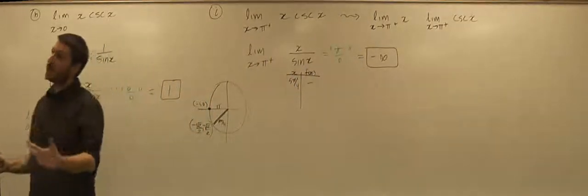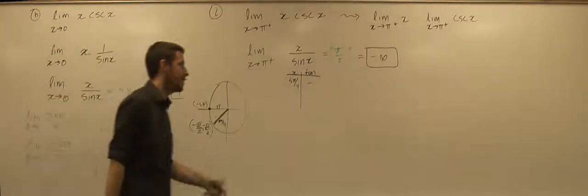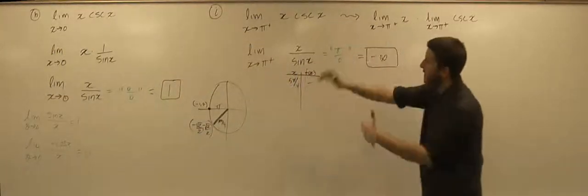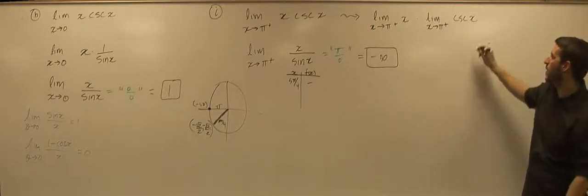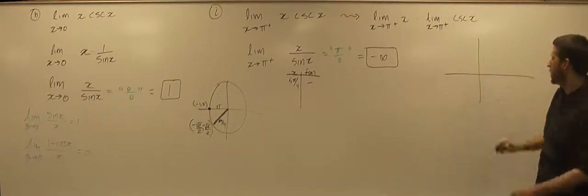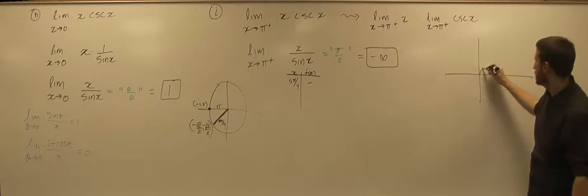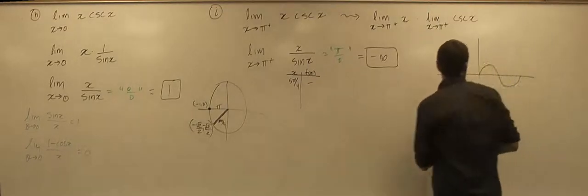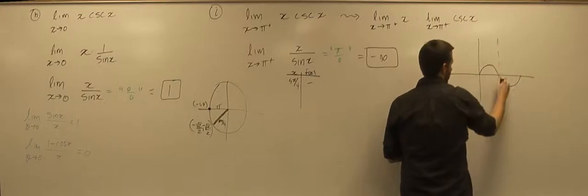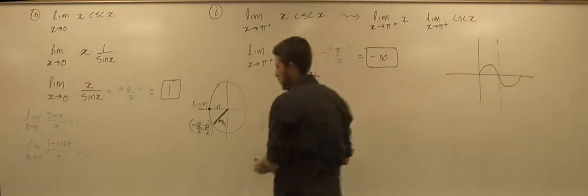But like you said, you can also use the cosecant graph. And if this totally made no sense to you, you can also think, okay, well, let me graph cosecant. Cosecant looks like sine, except inverted. So here's my sine graph. Here's where my asymptote's going to end up for cosecant.